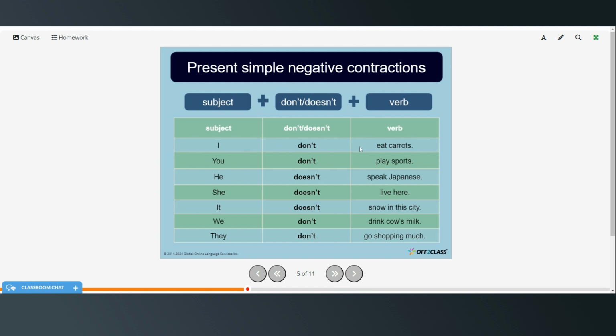So I don't eat carrots. You don't play sports. He doesn't speak Japanese. She doesn't live here. It doesn't snow in this city. We don't drink cow's milk, and they don't go shopping much.